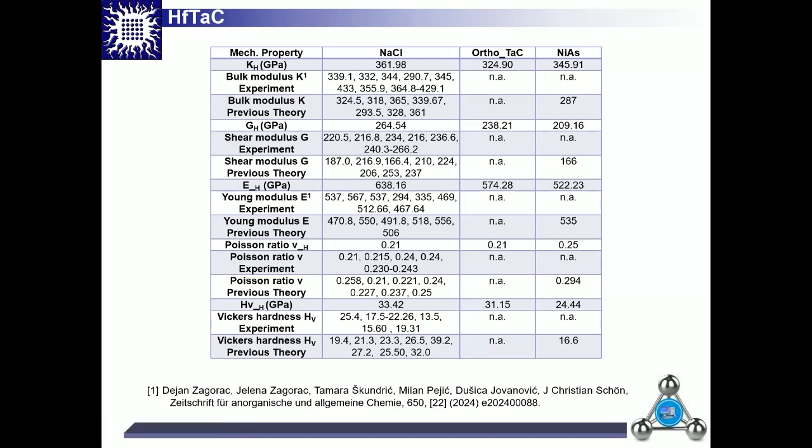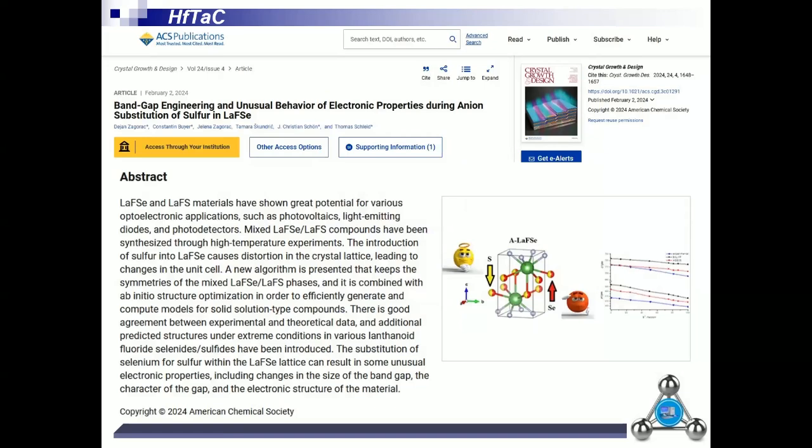So this is for pure tantalum carbide and pure hafnium carbide. On the right side, you can also see some different structures at higher temperatures and higher pressures in pure tantalum carbide. But what happens if you mix these two structures? Now I'm showing a paper which we recently published in Crystal Growth and Design. And this is now the Coven algorithm which we invented.